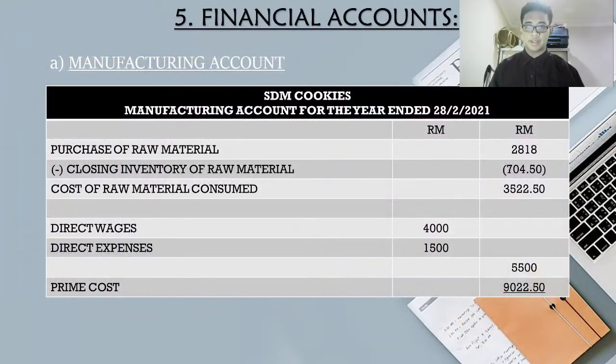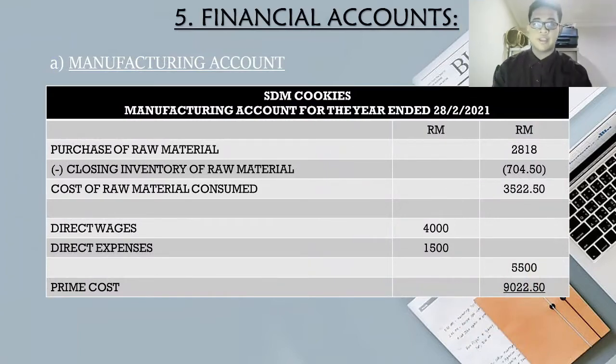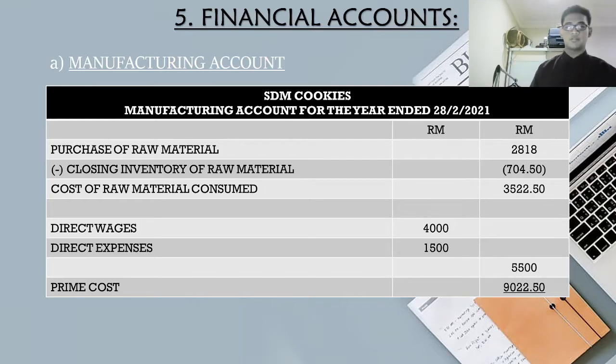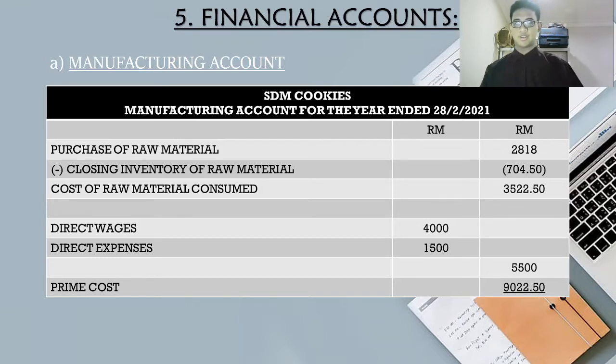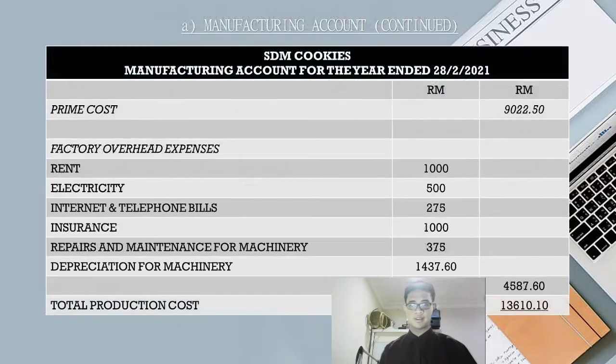Hello, my name is Muhammad bin Fahim bin Muhammad Fauzi, and I will explain to you the financial accounts used for a project. The manufacturing account begins with a purchase of raw material, which is approximately 2,818 ringgit. By the end of the accounting period, we have a closing inventory of raw material of about 704 ringgit and 50 cents. The cost of the raw material consumed would total about 3,522 ringgit 50 cents. Adding the direct wages and direct expenses, which amount to 5,500, the prime cost will equal 9,022 ringgit and 50 cents.